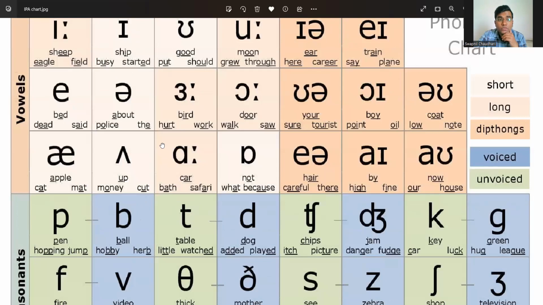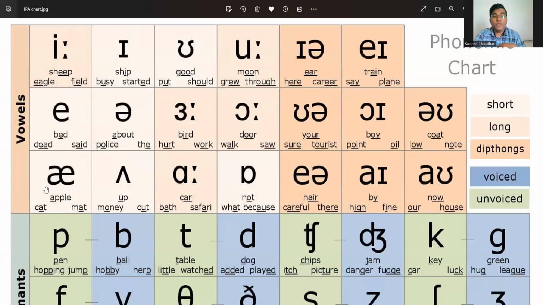Now let me take you to the vowels. You can see the first one over here. We are going to study these initially, and this area we will come back to after some time. The first one is the sound in apple, mat, cat. This sound is represented by this symbol, which looks like the A sign with the E sign together.